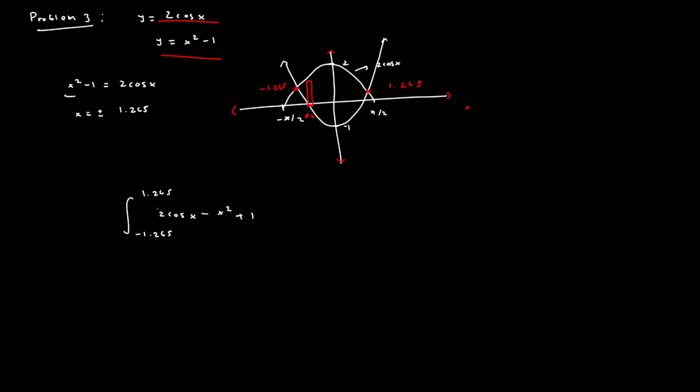dx. If we were to evaluate this integral, we would get 2 sine x minus x cubed over 3 plus x between negative 1.265 and positive 1.265. And that would give us around 4.995 if you were to simplify this.